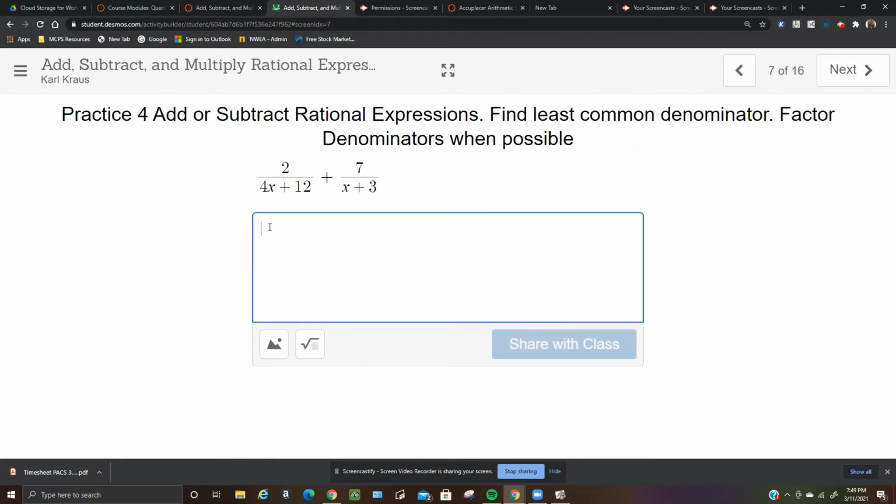And then first I want to look at the denominators here. 4 times x plus 3 is 1, and the other one is x plus 3. Let me write denominators here.